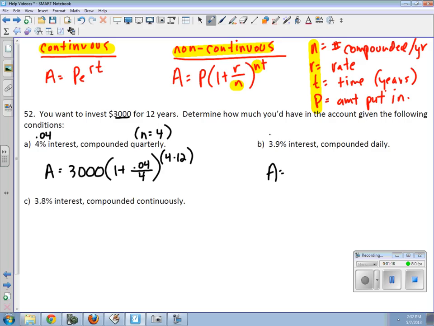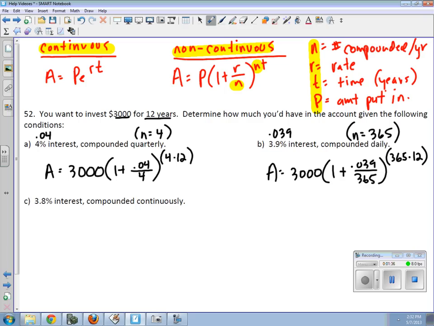The next one is 3.9%, which is 0.039 as a decimal. Compounded daily is telling you that you're going to compound 365 times in a year. So the setup for that one looks like this. So 0.039 for my rate over the N to the NT power. Again, T is 12 because you're going for 12 years.